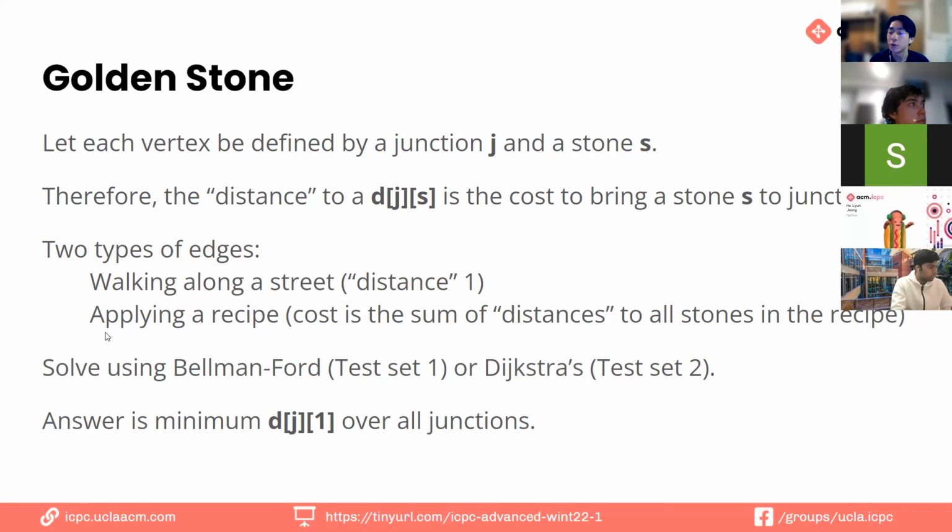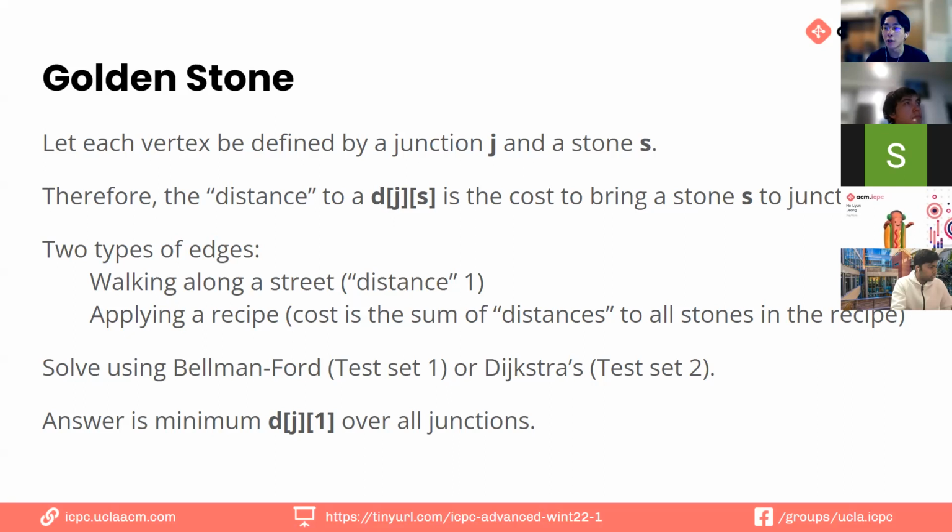Yeah, so when you apply a recipe, what you're doing is gathering all of the stone types into one junction, and then doing that recipe. In the problem setup, the recipe itself is free. It doesn't use any energy. It's just the energy of procuring all of those stones. The energy to procure a stone is going to be D of JS, where you're at some junction J and you want some stone S. If you want multiple of those stones, you can just multiply by how many you want.